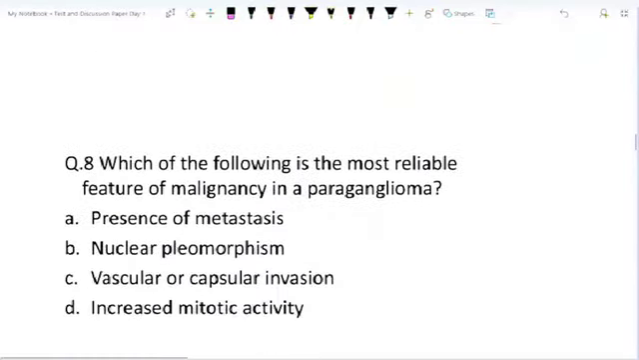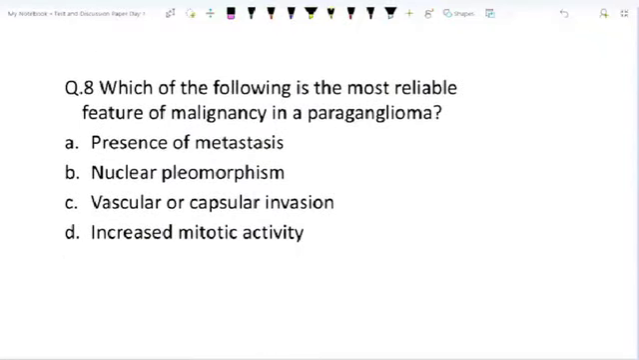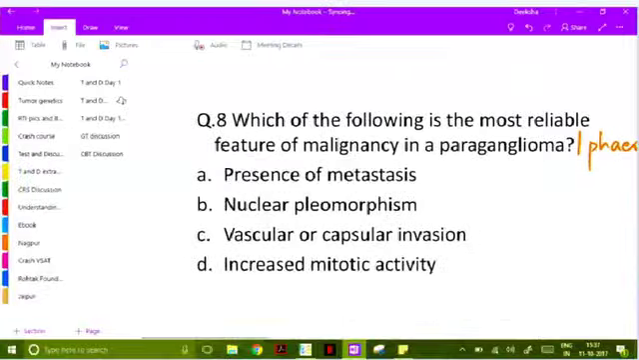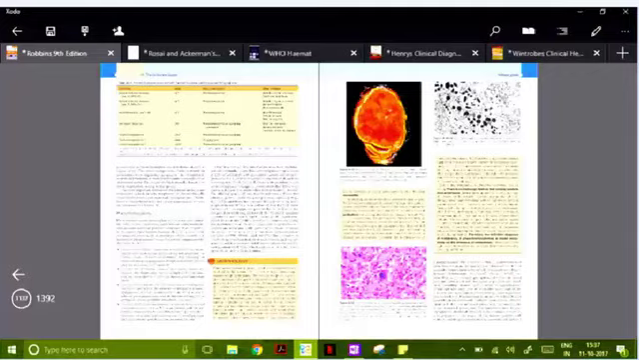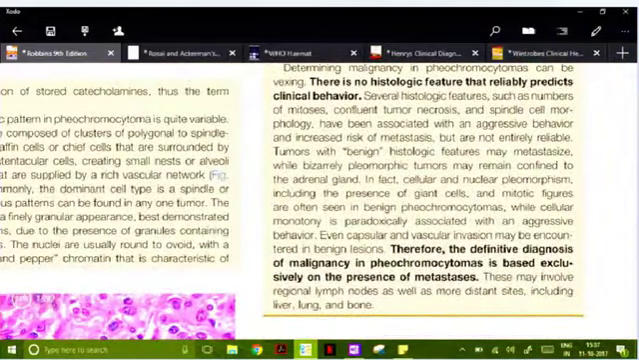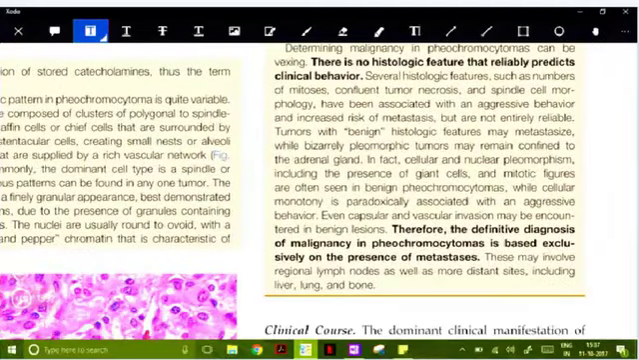So next, which of the following is the most reliable feature of malignancy in a paraganglioma? Please make note that whether they ask paraganglioma or pheochromocytoma, it is one and the same thing. Pheochromocytoma is adrenal, paraganglioma is extraadrenal. Now I know some of you have had doubts here, so I have opened Robbins here to show you the actual lines so that you don't have to doubt me. See, I'm coming with support.